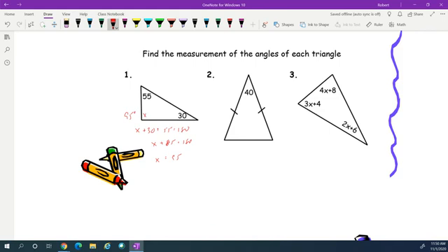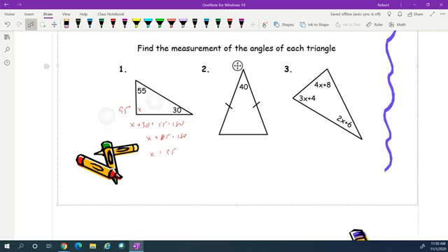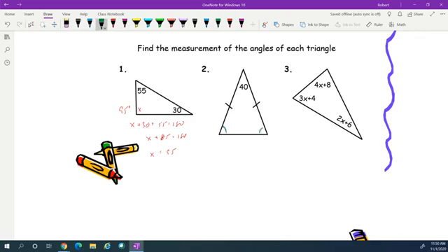Looking at number 2 here, we have an isosceles triangle. Now remember from our knowledge about triangles, if we have two legs that are congruent, we also have two angles that are congruent. So we should know that these base angles are congruent, which means if I put an x for one of them, I'm going to put an x for both of them. Remember, if we know two angles are congruent, we could potentially set them equal to each other, or whatever we put for one, we copy for the other. So one of them's x, that means the other one is x.